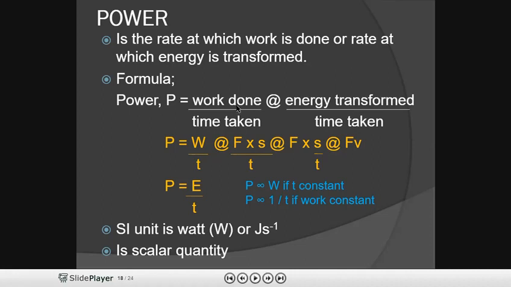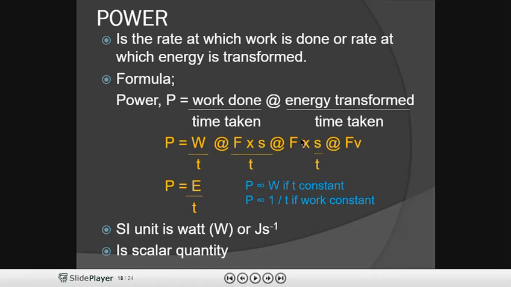So work done can be calculated by two means: work done with respect to time or energy transformed with respect to time. So two formulas will be the main formulas. P is equal to W over T. Work done is equal to F into S. S stands for the distance and F stands for the force, with respect to time.